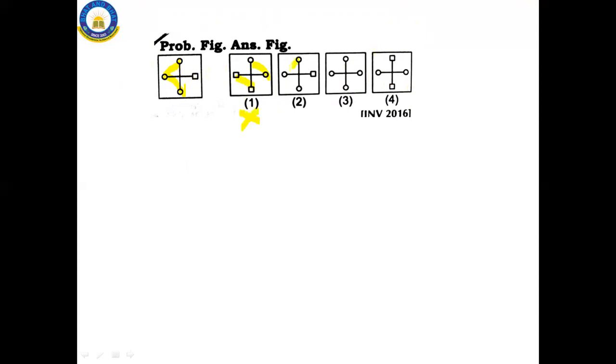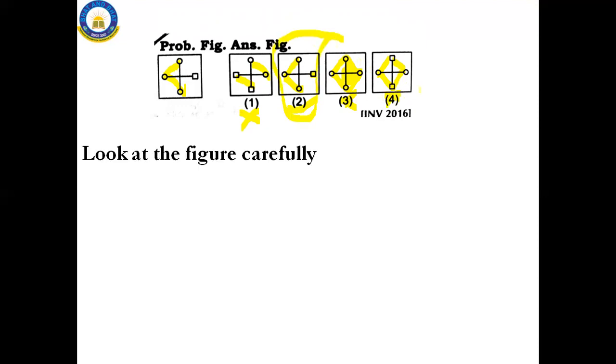Go with option 2. Yes, 3 circles and then 1 square. Yes, it is the correct answer. And then here, option 3 consists of 4 circles, so it is not a correct answer. Option 4 consists of 2 squares and then 2 circles. Here also it is not a correct answer. So what is the correct option here? Option 2 is the correct answer, and it is a repeated question from 2016.